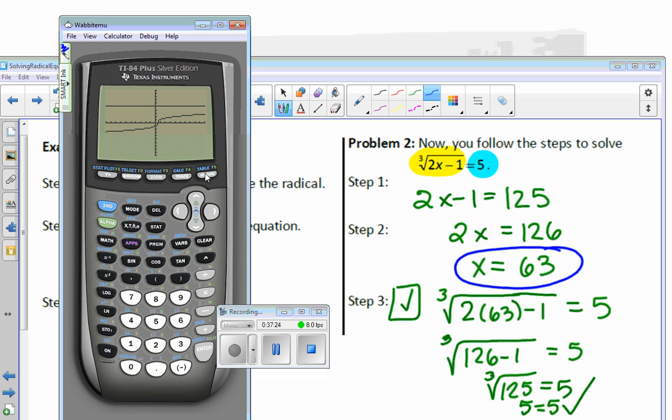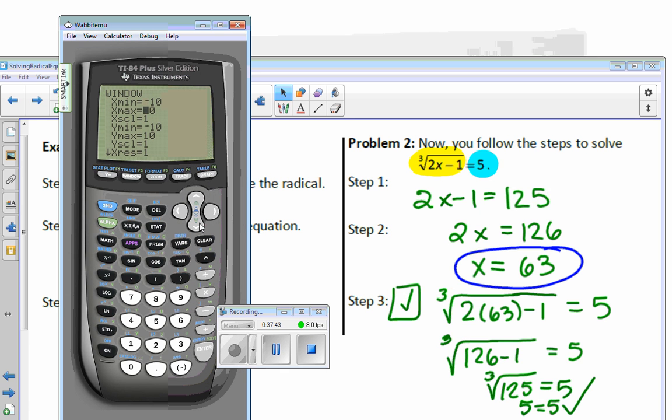63 is a big number, isn't it? So you're going to have to extend your graph all the way down to 63 in order to be able to see it. So if I go to my window, what am I adjusting? If I'm trying to get my x to go all the way to 63? You adjusted the x-axis. X max. So I'm going to make my x max go to 70 just so I can make sure 63 shows up. Now let's graph.